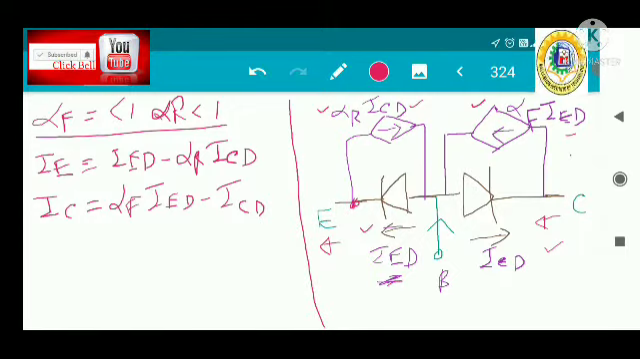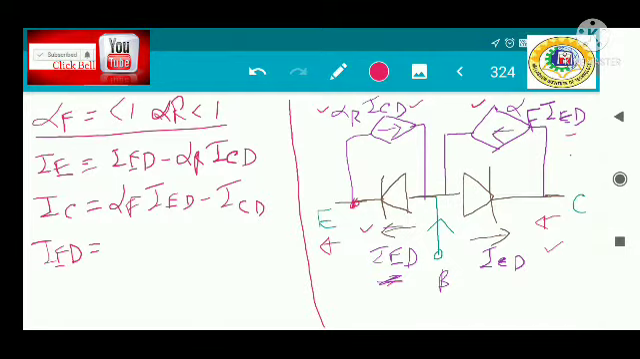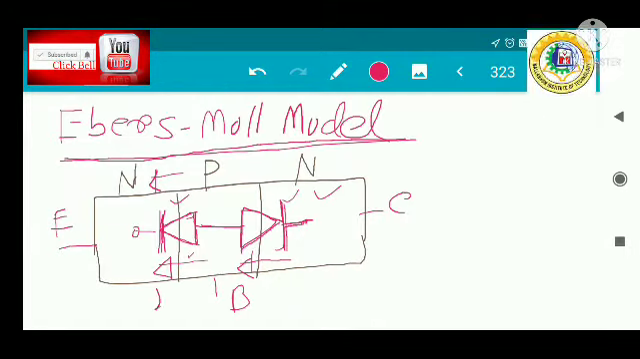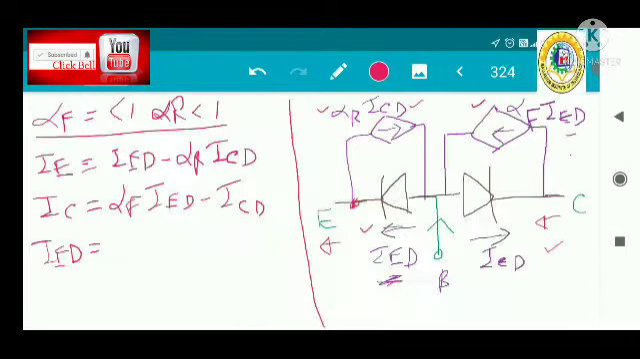Okay, so this is very simple. The model is also very simple, and why we have used two dependent current sources in the model is also clear from the transistor action. I think up to this it is clear to you. Next, IED. What is IED? There is a diode connected, so that current is your IED. As this is a diode, the current equation of the diode is valid here.